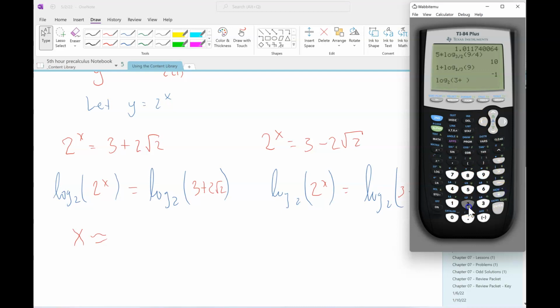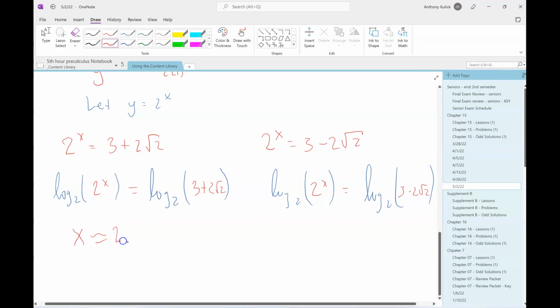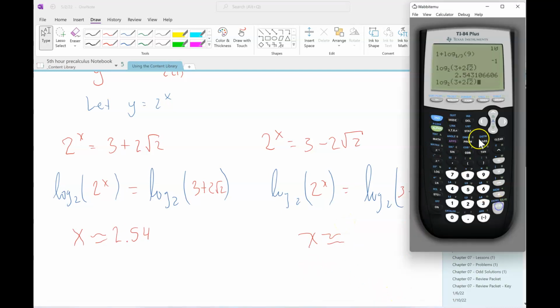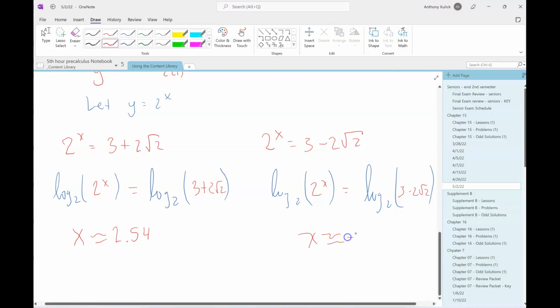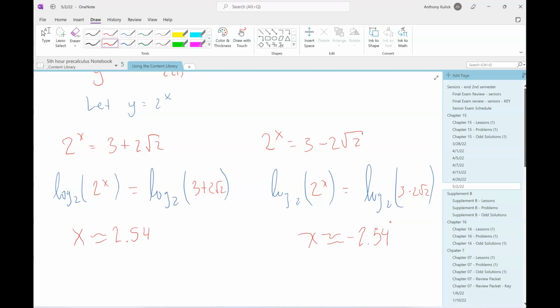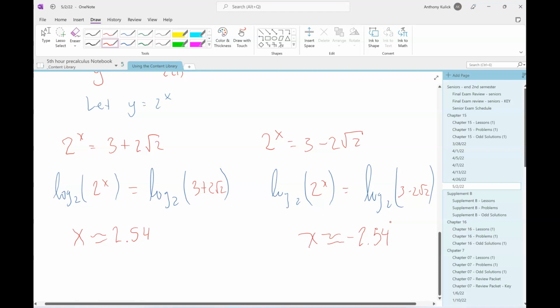If I can press the buttons right, I get 254. And then for the other one, I just need to change that to a minus, and I get negative 254. It's quite a workout there. Happy with that, Victoria? Landon?